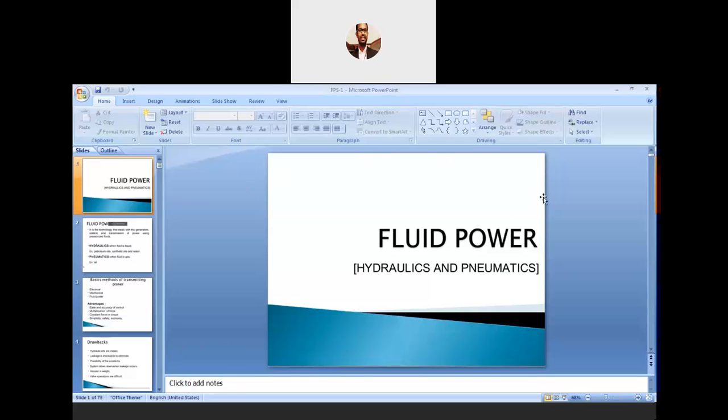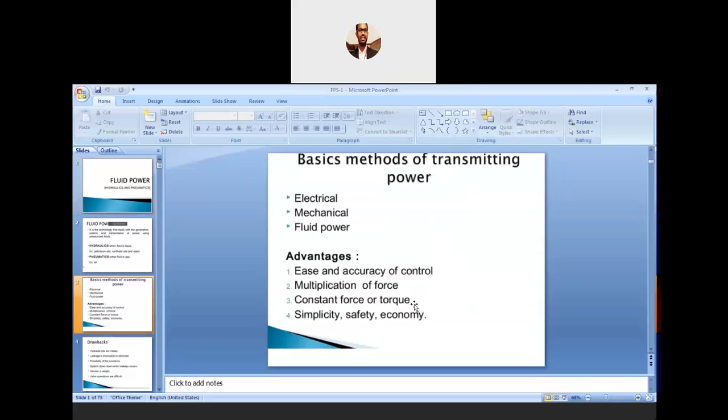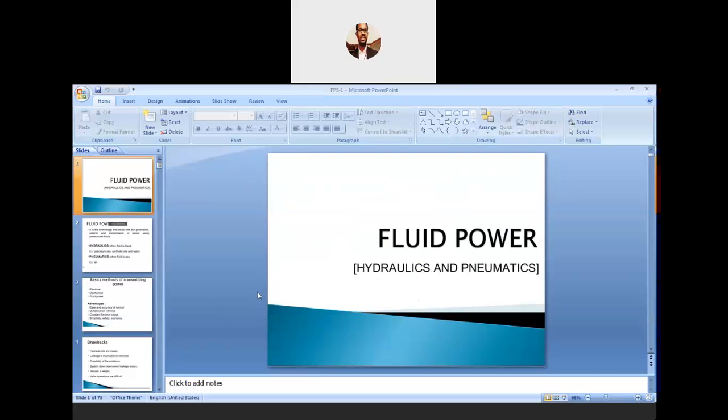Good morning, all. As we discussed yesterday, we have discussed fluid power: what fluid power is, and the different ways of getting this fluid power through hydraulic and pneumatic systems. We also discussed what we mean by a hydraulic system and a pneumatic system. Then we discussed the advantages and the basic components.